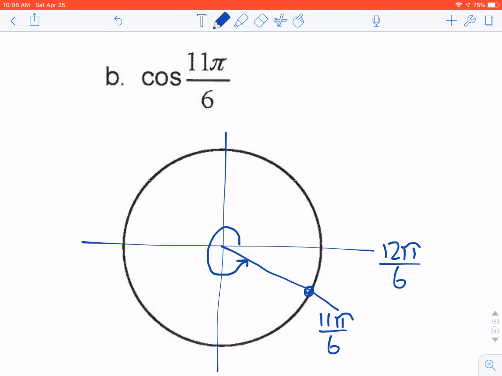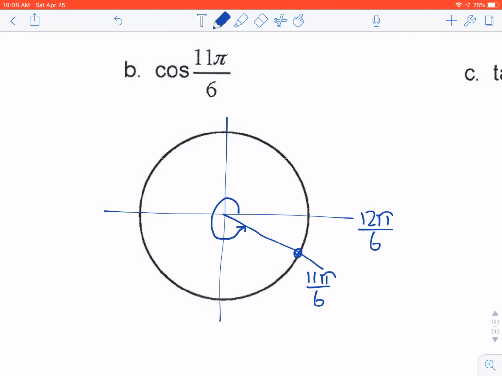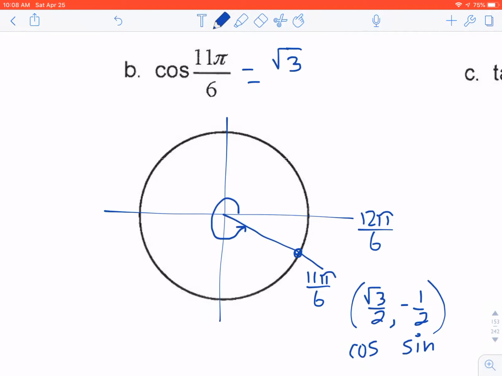We're in quadrant 4, so we know that our x value is going to be positive, our y value is going to be negative. Okay, so our ordered pair that goes with 11 pi over 6 is square root 3 over 2, comma, negative 1/2. Again, your sign is negative because you're going down. We're in quadrant 4. So the cosine of 11 pi over 6 is square root 3 over 2. That's our solution.